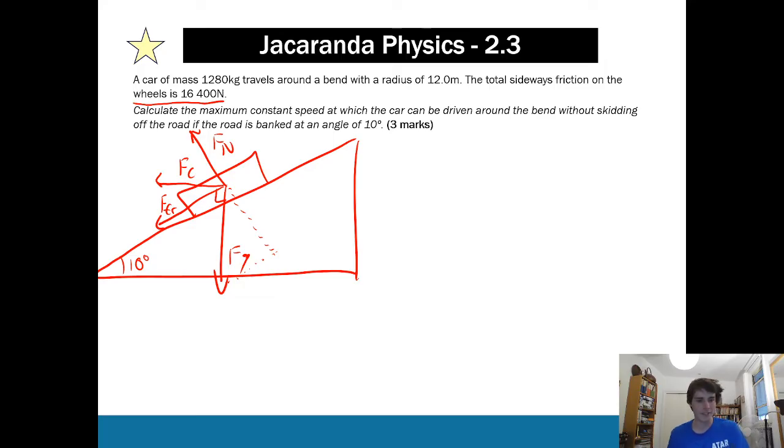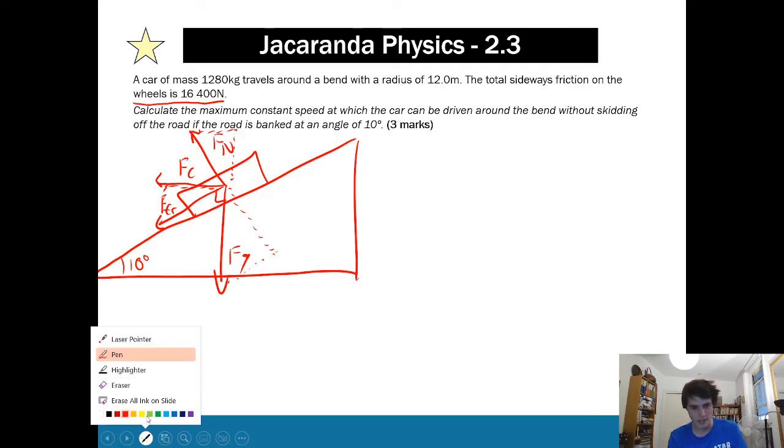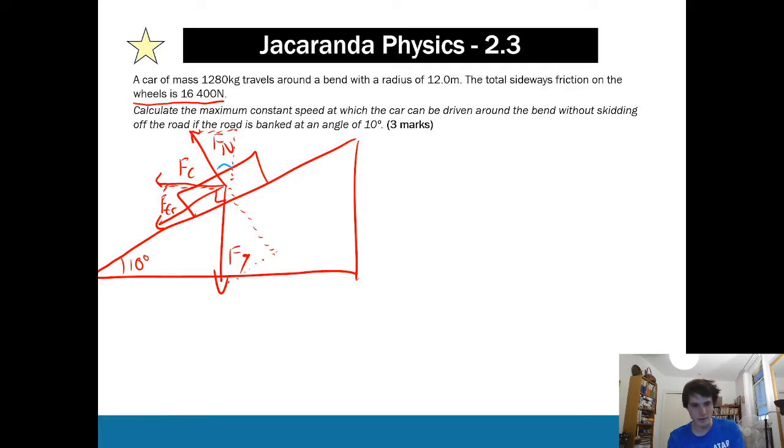Now, the two forces we're going to have to resolve are going to be our normal force, which we'll resolve like this, and then our frictional force, which is kind of on top of the centripetal force, but we will resolve like that as well. Now, you can do quite a bit of complicated trigonometry, but once you've done it, you will be able to show that this angle here is also 10 degrees, and this angle down here is 10 degrees as well.